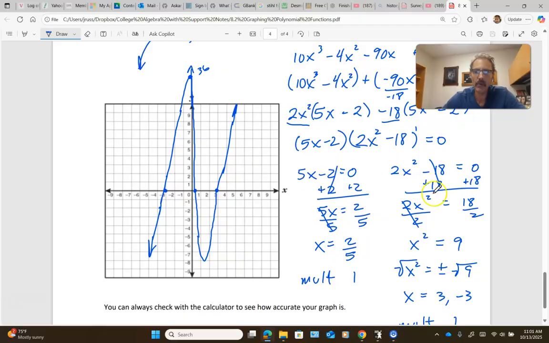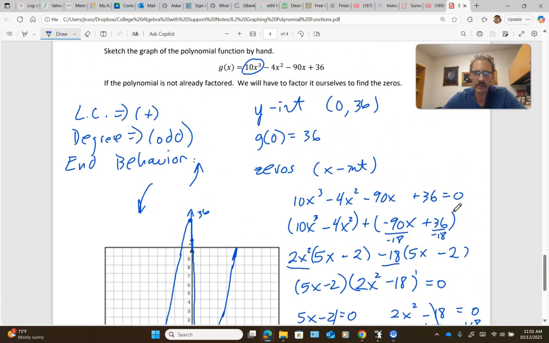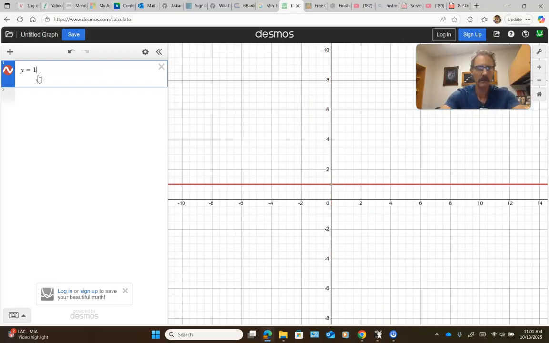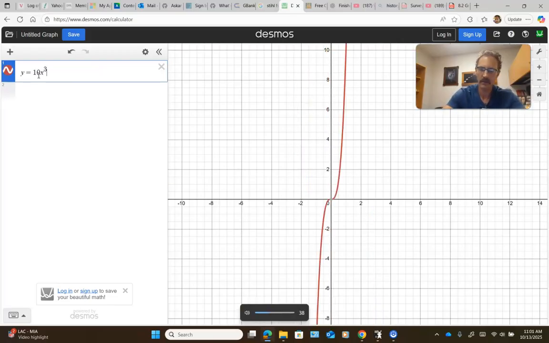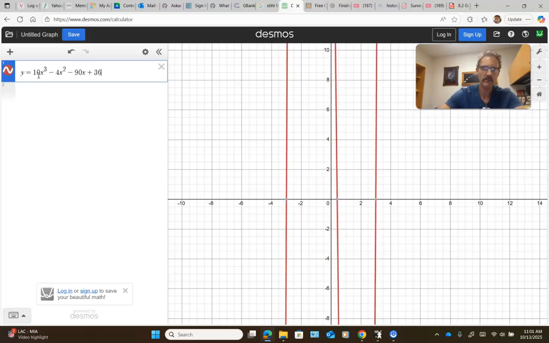Okay. I will actually graph this one in Desmos so that you can see. 10x cubed minus 4x squared minus 90x plus 36, if I'm not mistaken. Yeah, and we see that. We see the function crossing here at negative 3. It's crossing right here at 2/5. And it's crossing right here at 3.